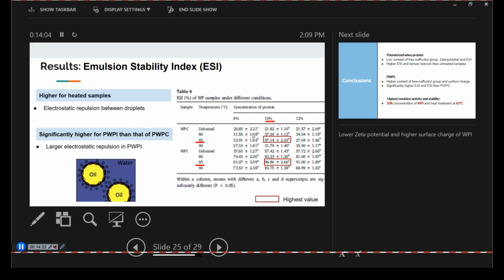The emulsion stability was higher for heated samples, and this can be explained using the zeta potential data where we saw that the net negative charge increased for the heated samples, so there was higher electrostatic repulsion between the droplets and that led to more stability. The same reasoning can be used to explain the higher stability values for the polymerized isolate as compared to concentrate.